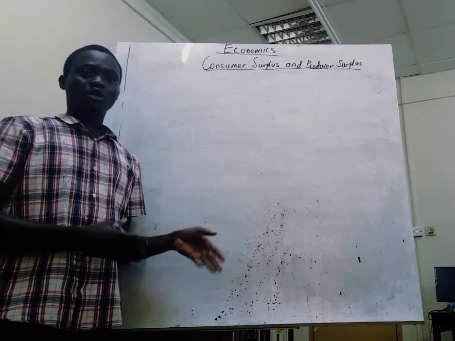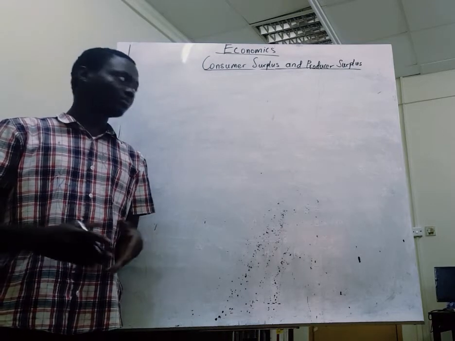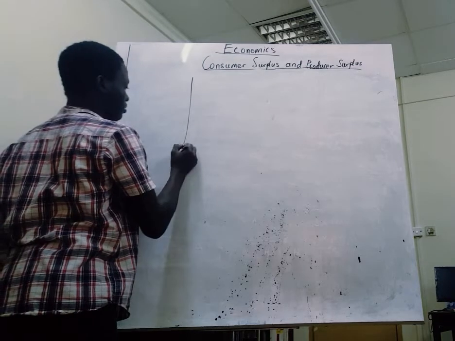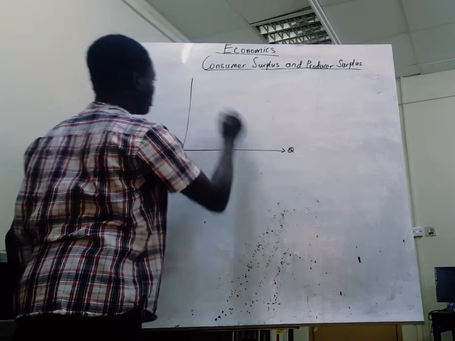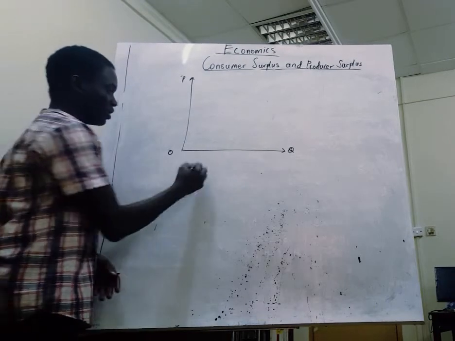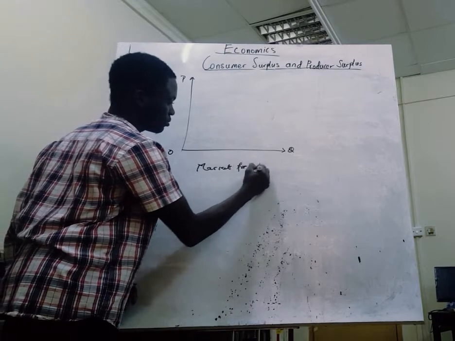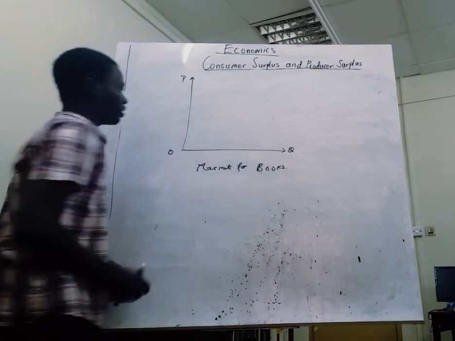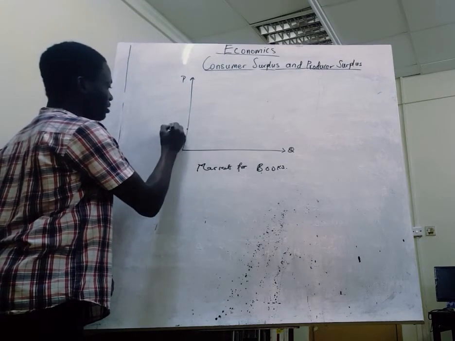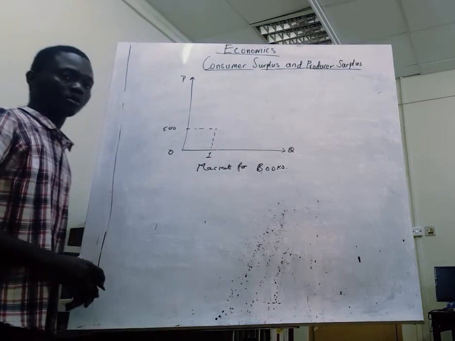Now we are going to show on the board with some graphs how to calculate the producer surplus of a particular market. So here we have, let me draw it. This is Q, and this is P, and this is 0. So this is the market for books. At the price of 500 naira, there is just one seller willing to sell a book at that particular period of time.